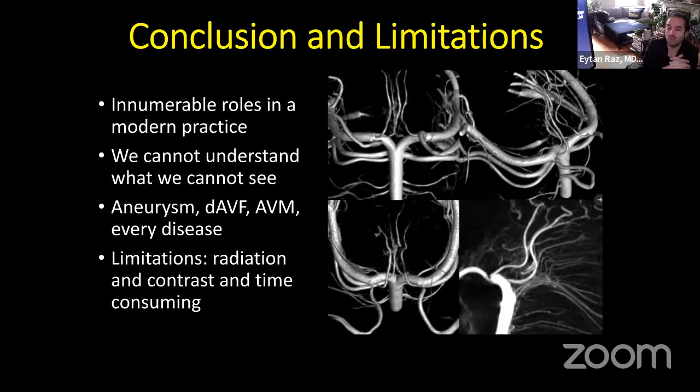So to conclude, there are innumerable roles of this increased imaging that our current machines provide us. And we cannot understand what we cannot see. So the more we see, the more we understand. We can apply this to any disease, like aneurysm, dural fistula, AVM, every single disease and condition you can think of. There's a lot to explore and understand. Limitations, certainly there are a few, like radiation. It's some radiation, and you have to keep that in mind, okay?